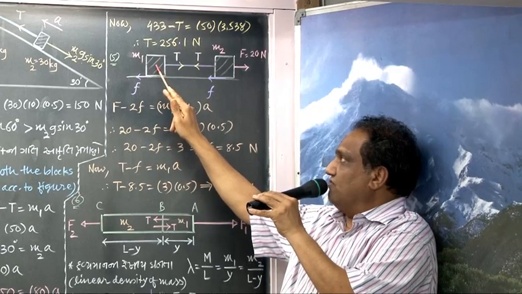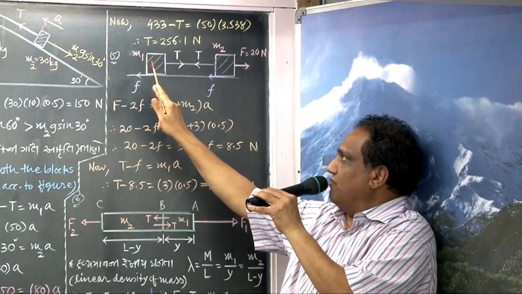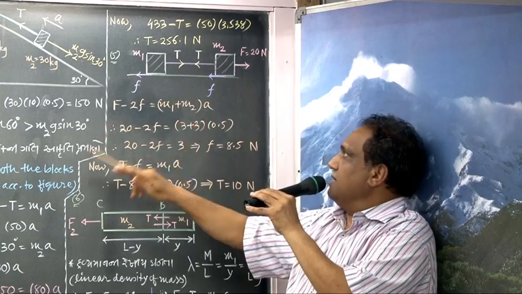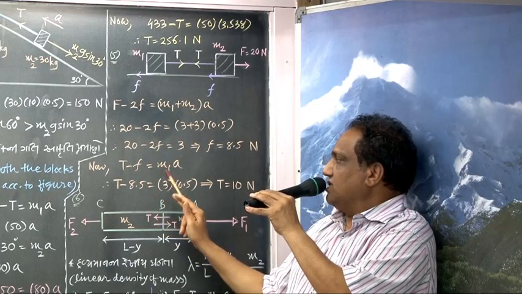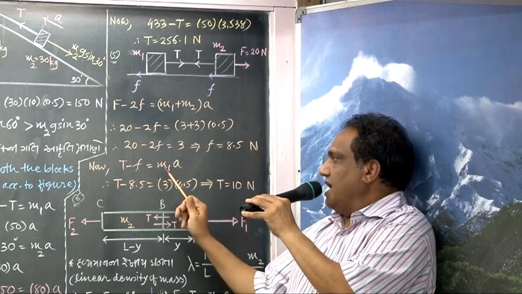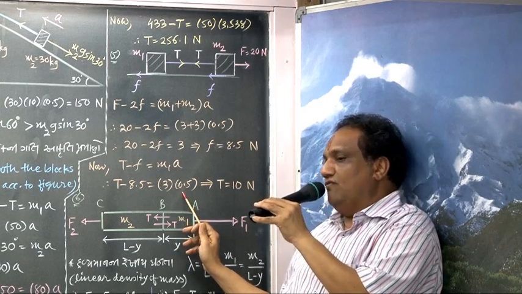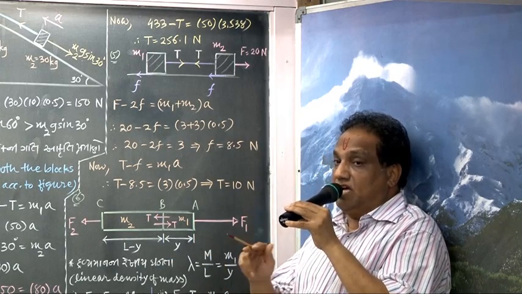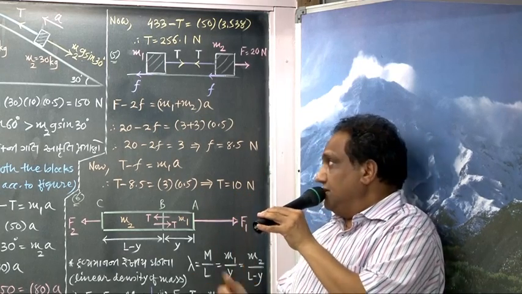Just apply the equation of motion for the first block. Because the first block is moving towards the right hand side with some acceleration, this force must be bigger than this force. Okay? T minus f. Resultant force equals mass into acceleration. T as it is, f we found out 8.5 Newton. M1 is 3 kg. A is given in the statement as 0.5 meter per second square. 3 into 0.5, 1.5. Minus 8.5 transposed over here becomes plus 8.5 plus 1.5, 10 Newton. That's what I have written here. 10 Newton. Right. Next.